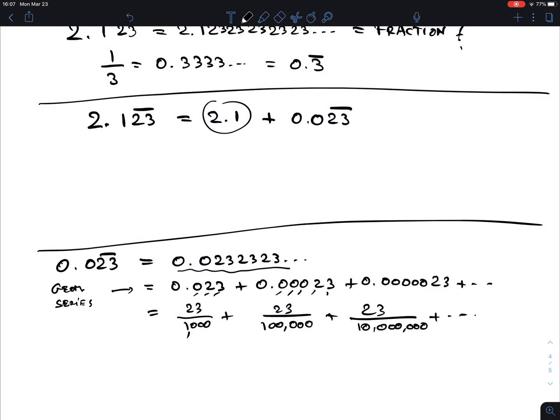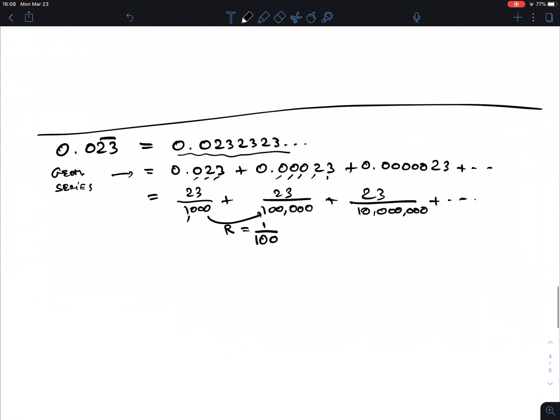Plus. And why is this a geometric series? Well, because there's a factor here that I can multiply this with. And what is this factor? Well, you don't do anything with the tops, right? That's always multiplying with 1, so the top is going to be 1. And what do I multiply in the bottom with? Well, from 1,000 I go to 100,000. From 100,000 I go to 10 million. That means I multiply each time with 100.